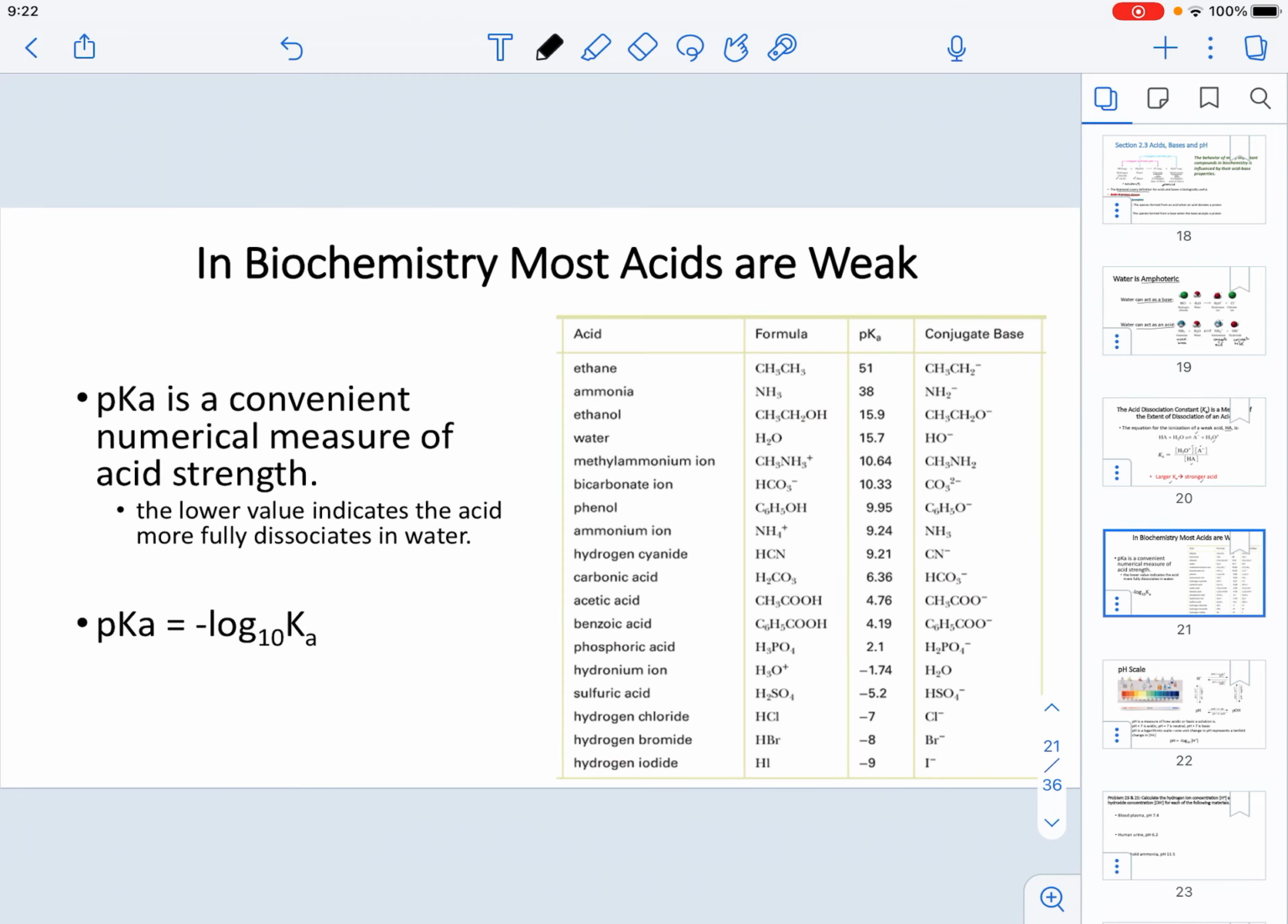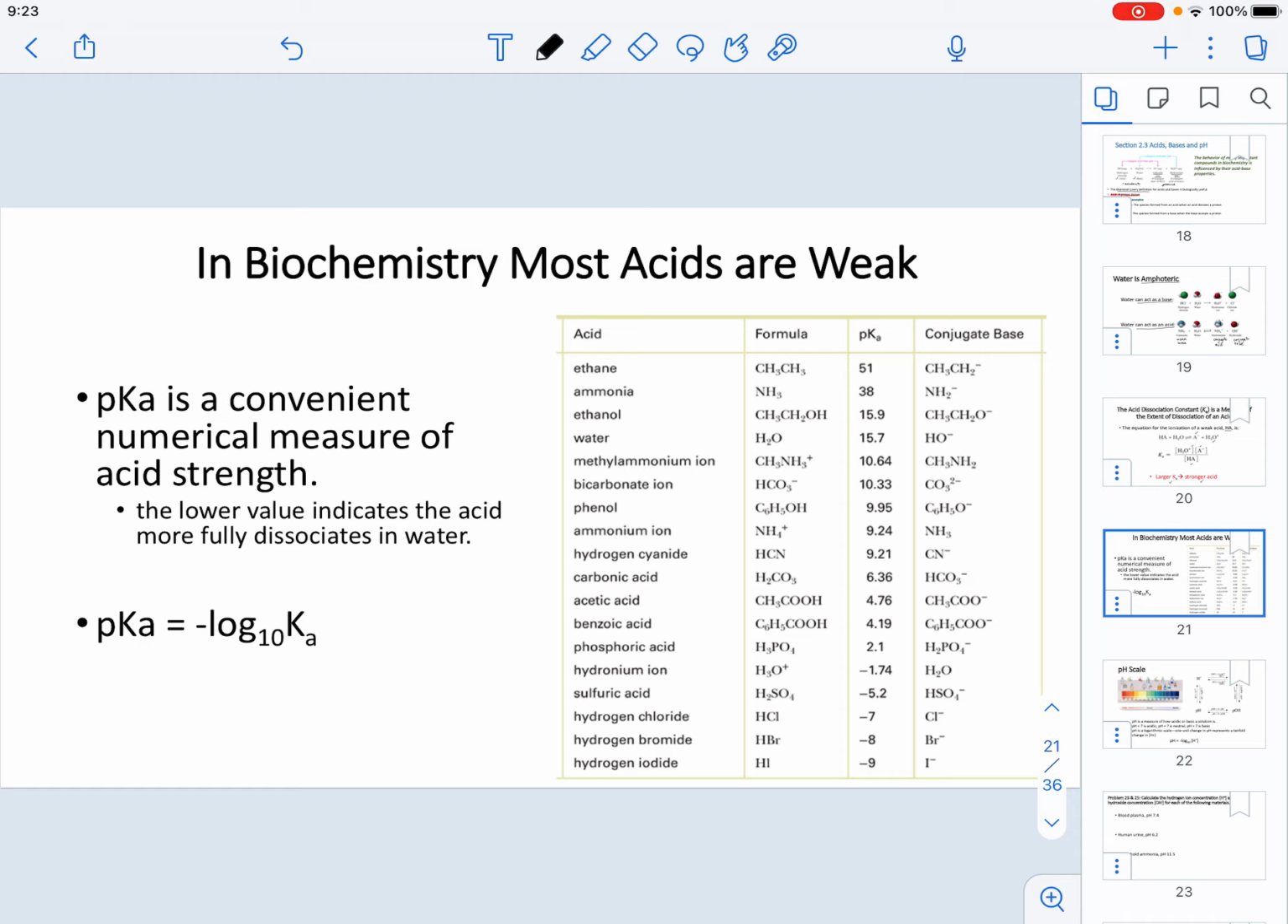When it comes to biochemistry, understand that most of the acids that we are going to be dealing with are going to be weak, okay? And when it comes to how we relate that Ka term in order to look at values, we are going to be mainly focusing on the term pKa. Understand that pKa is a convenient numerical measure of acid strength. The lower the value of pKa, the more willing the acid is to dissociate, meaning giving away that proton in water.